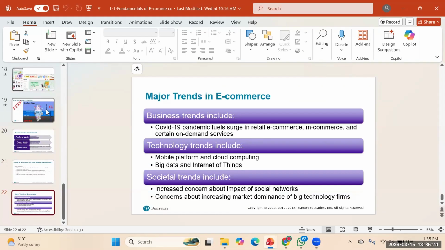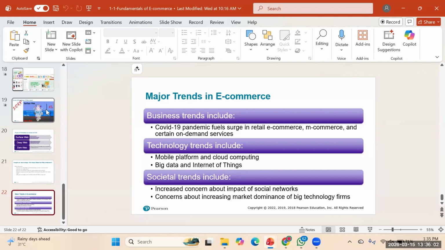And we talked about the major trends in e-commerce. We created three dimensions: the business trend, the technology trend, and the societal trend. This is how we can track the macro environment of e-commerce.